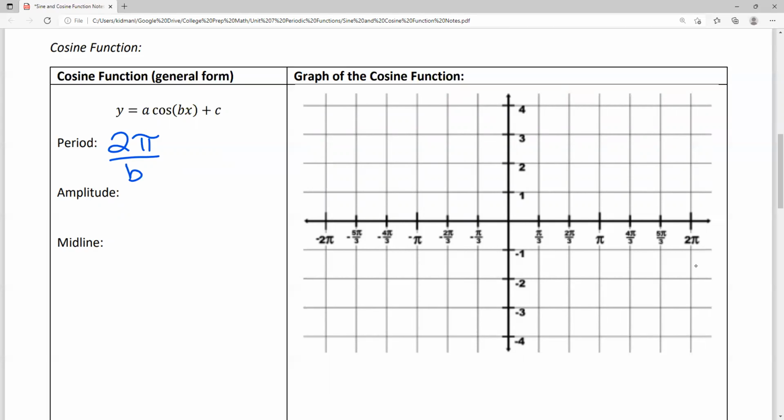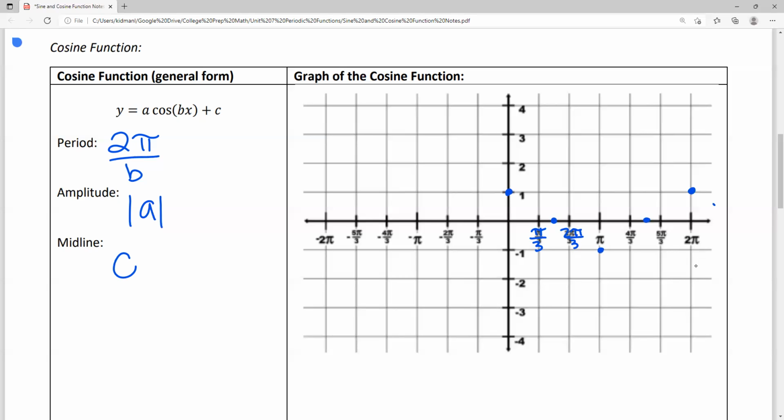Our amplitude is still going to be that absolute value of a. So if it is negative, it's going to invert it, just like we saw with that sine function, and our midline is going to be at C. Now, cosine does get shifted a little bit in comparison. If you look at your unit circle, you can find this. So at 0, we actually are at 1. Then from there, we go to 0 when we're at that pi over 2, which again is going to be right in between pi over 3 and 2 pi over 3. Then at pi, we end up at -1. We end up back at 0, and we go up to 1.